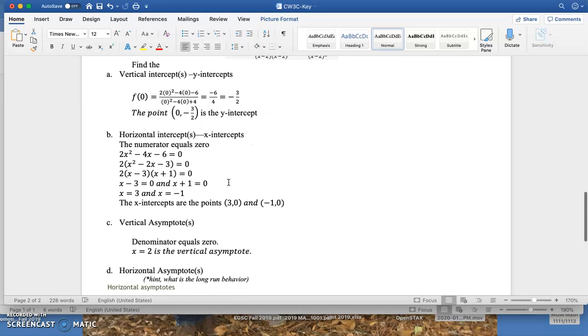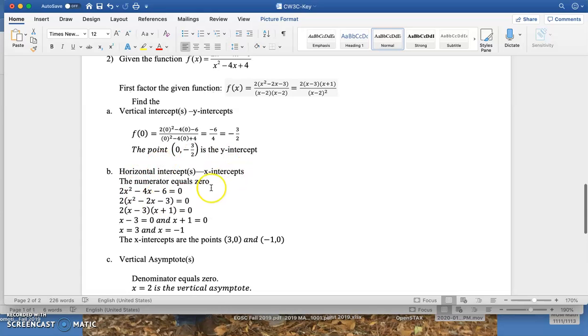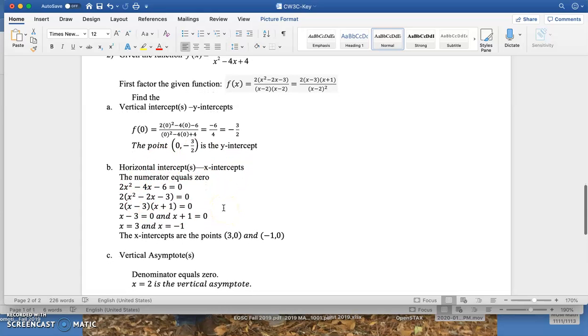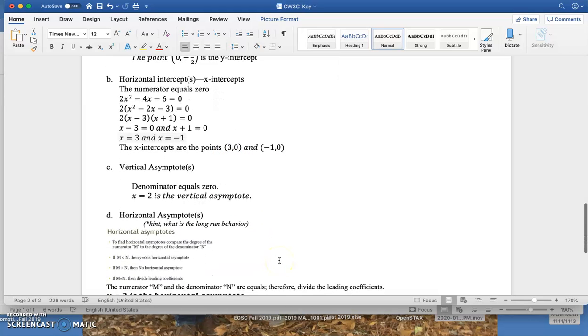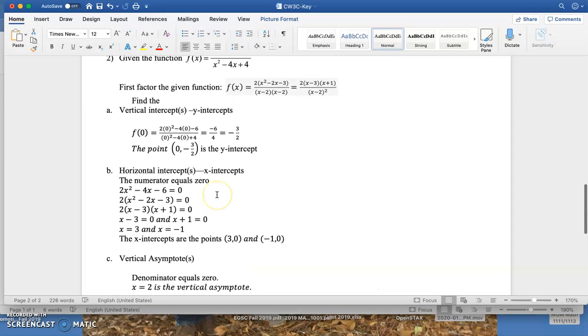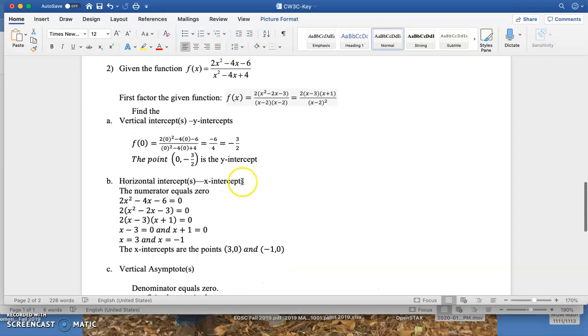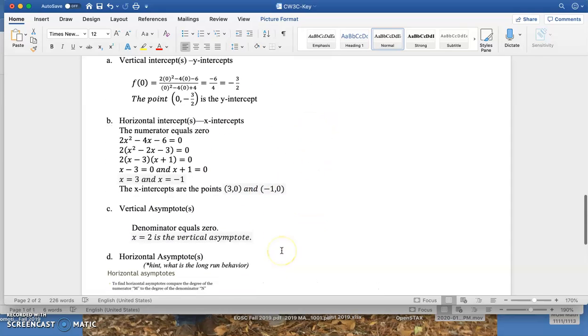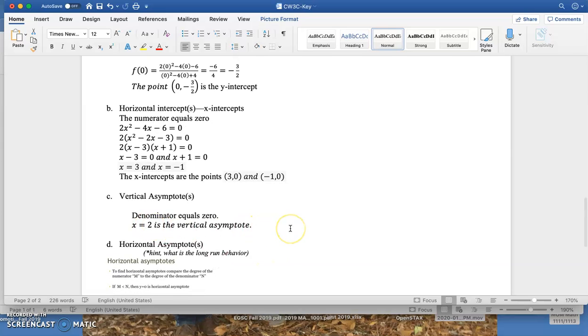Your horizontal intercepts, well, that's going through the factoring where the numerator equals 0 again. So that would be 3 and negative 1. The x-intercepts occur at the points (3, 0) and (negative 1, 0). The vertical asymptote is where the bottom equals 0.